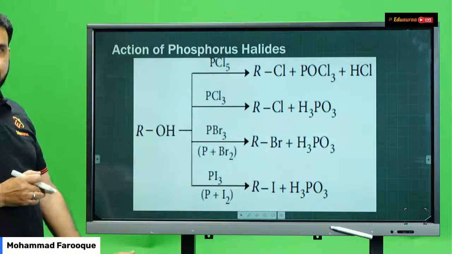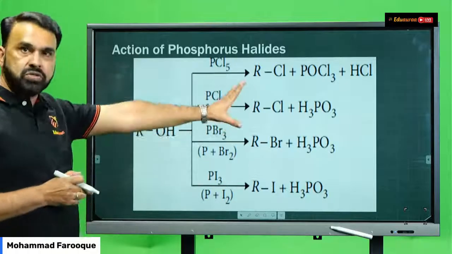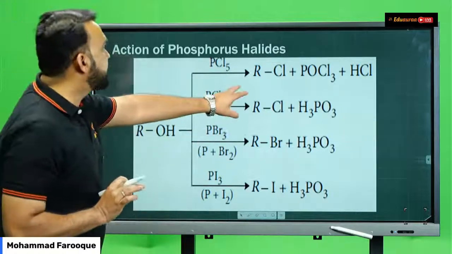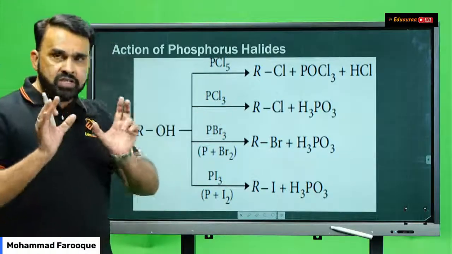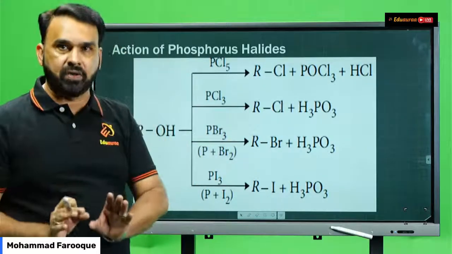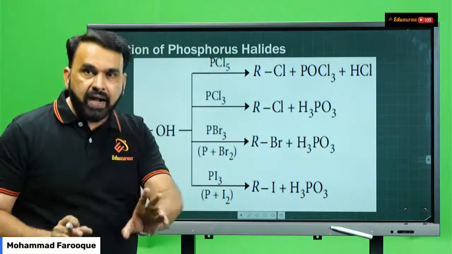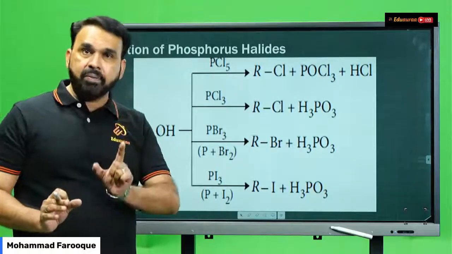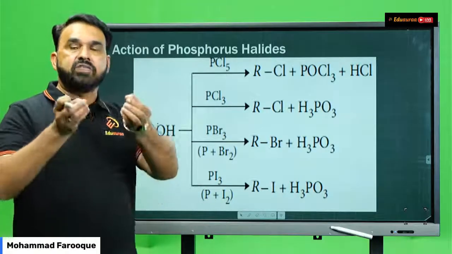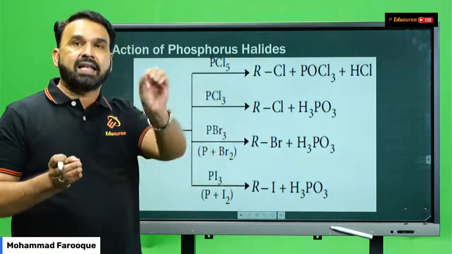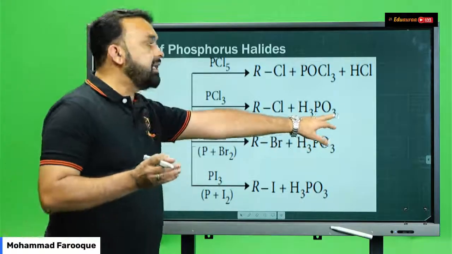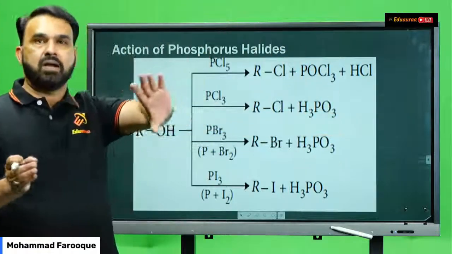Here you can see that this table or chart shows you the preparation. That is, alcohol is treated with PCl5 and PCl3. What you're supposed to remember in general, students, if it's a PX3 molecule or a PX5 molecule, two products are common. Only one product is different. Whenever an alcohol is treated with a PX3 molecule, you'll get an alkyl halide, RX. Along with that, you will get H3PO3. Phosphorus acid is the byproduct.